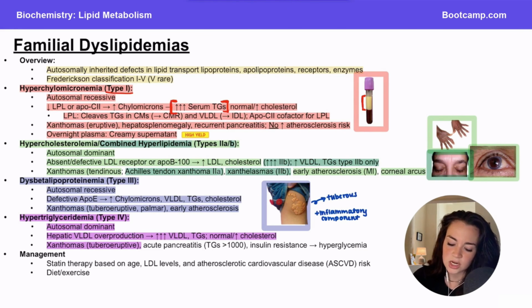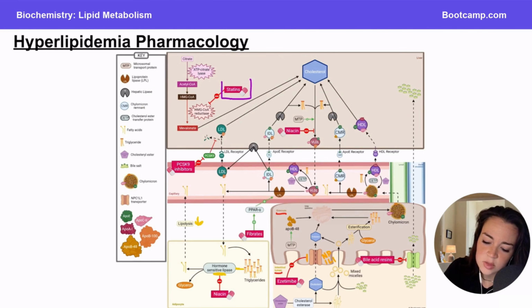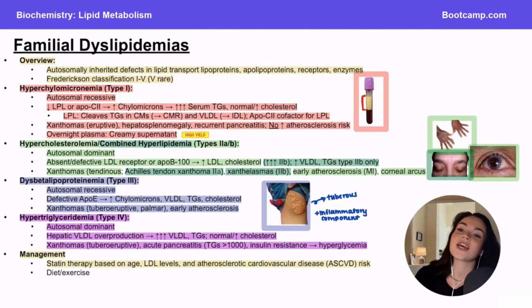Another clinical manifestation is acute pancreatitis, and you mostly see that when the level of triglycerides pop up above 900 to 1,000. When they're really massively elevated, that can cause pancreatitis. And along that vein, you can also see insulin resistance, which leads to hyperglycemia. A lot of these are going to be managed in a pretty similar way. You're thinking statin therapy, and you're going to tailor that just based on their age and their LDL levels and their ASCVD risk. Remember, statins were HMG CoA reductase inhibitor drugs that inhibited de novo cholesterol synthesis in the liver, sort of our first-line agent for hyperlipidemia. And then, of course, as is the principle with high cholesterol, you can also manage with diet and exercise.